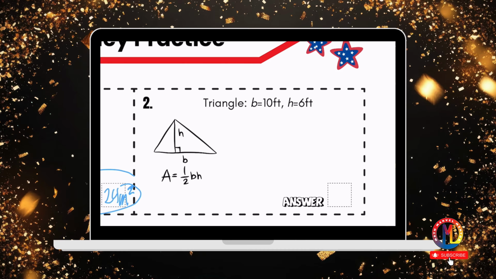So the area of a triangle, we have our formula here, is 1/2 times the base times the height, or you can also think of it as base times height divided by 2, because multiplying by 1/2 is the same as dividing by 2. So we're going to plug in our values. We have the base is 10, so I'm going to plug that in here. B is 10 times the height is 6. So remember, the height is labeled right here, and it's the height of the triangle.